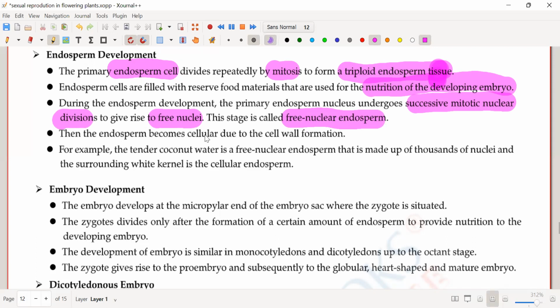Then the endosperm becomes cellular due to the cell wall formation. For example, the tender coconut water is a free nuclear endosperm that is made up of thousands of nuclei. The surrounding white kernel is called the cellular endosperm.